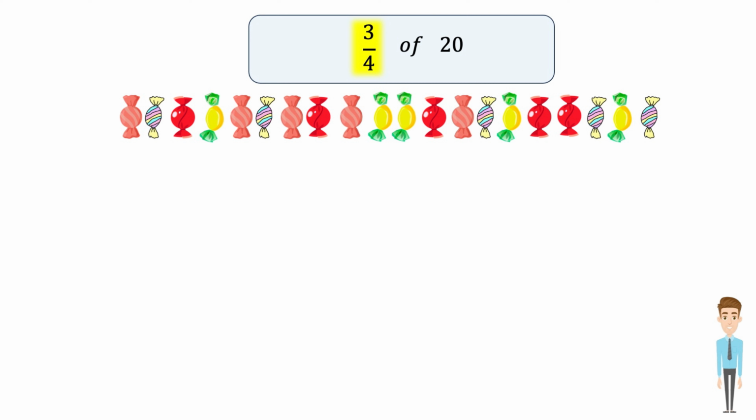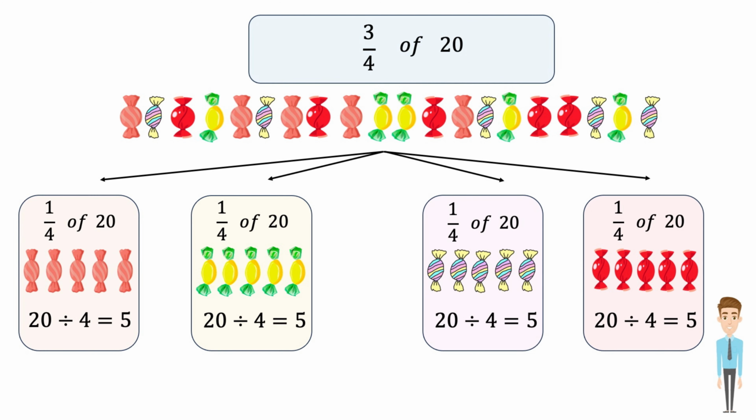In this example, the denominator is 4, telling us that the total number of lollies is broken up into 4 equal groups, while the numerator 3 details how many of these groups you have. So our first step is to break the total into 4 equal groups, which is division, and 20 divided by 4 equals 5, telling us that there are 5 lollies in each of the 4 groups.